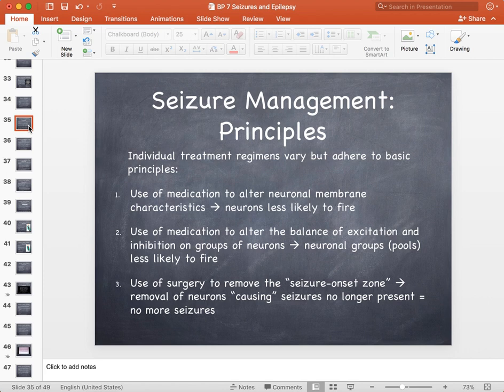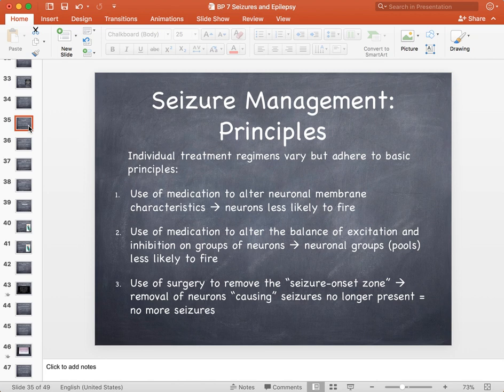A couple of principles of management. I put it this way because I've always thought of anti-epileptics kind of like SSRIs, which is to say there's no wrong answer as long as you're considering the side effect profile of the drug, the patient's comorbidities and the other medications they may be on, or their ability to adhere to the treatment, because the drugs are quite varied in terms of how we give them, when we give them, and so forth. So principles are essentially as follows.